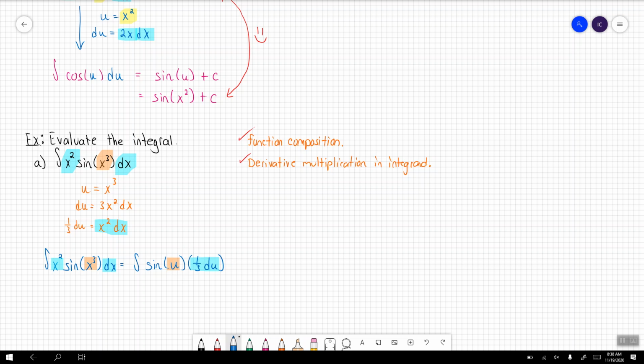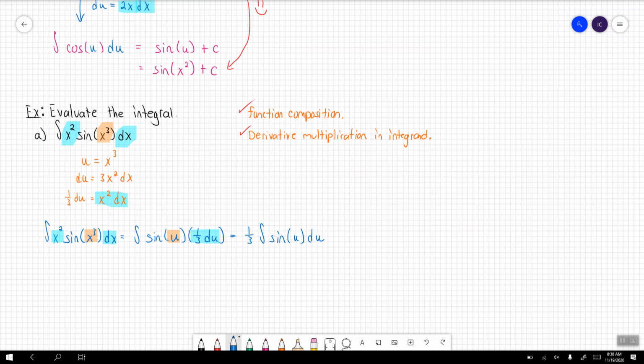Now, let's simplify this just a little bit more. 1/3 is a constant that's being multiplied, so I am going to factor that out of the integral. Now we have 1/3 times the integral of sine of u du. And all we have to do is integrate. The integral of sine of u is negative cosine of u, and we're going to have a constant.